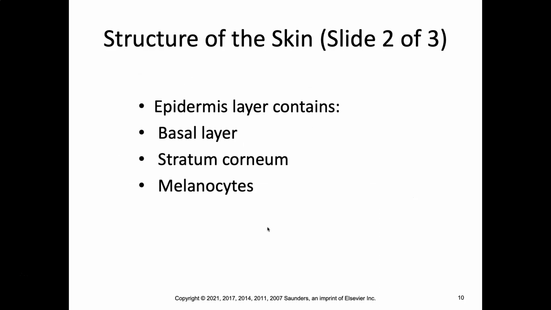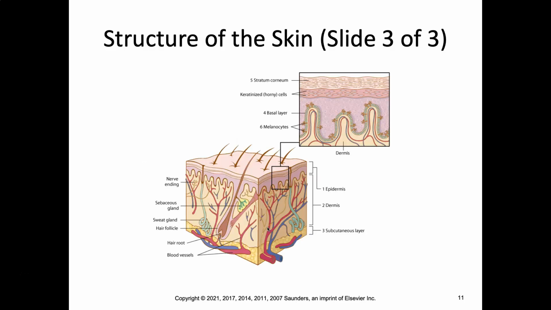Your epidermis also has 3 layers. There's a basal layer, a stratum corneum layer, and melanocytes. And let's see if we have a visual to go along with this. We do. All right. So let's get started. If you go over here, you can see this very tippy top layer here. It's pink with the edge running through it. That is your epidermis. That is that uppermost, outermost layer.